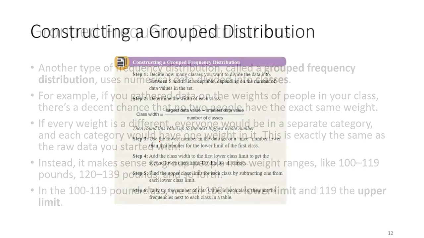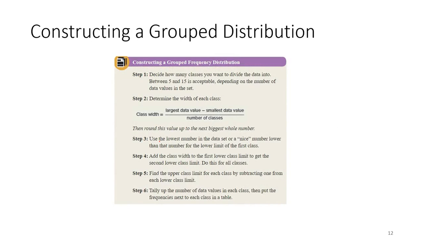In order to construct a grouped frequency distribution, we want to follow a few particular steps. The first one is just to determine how many classes you want to divide the data into. This is generally set depending on the range of your data and how spread out all of your data values are. In order to determine the width of each class, once we know how many we want to have, we take the largest data value and the smallest data value and subtract them, and then divide by the number of classes that we have. And then this is important, round the value up to the next whole number.